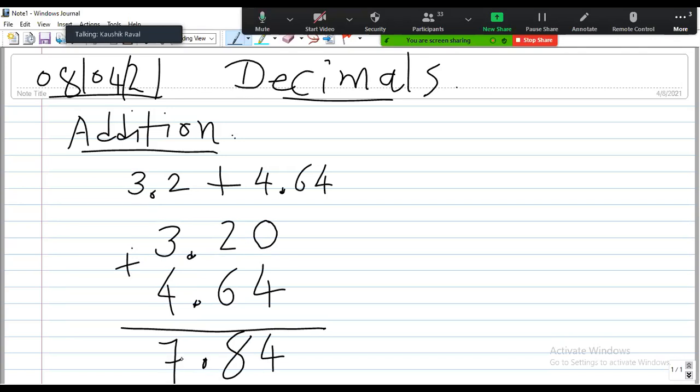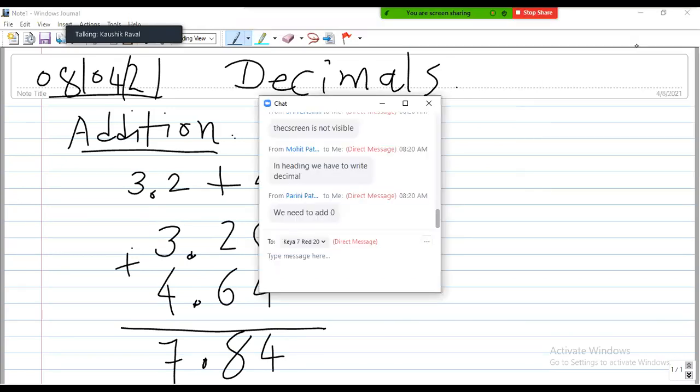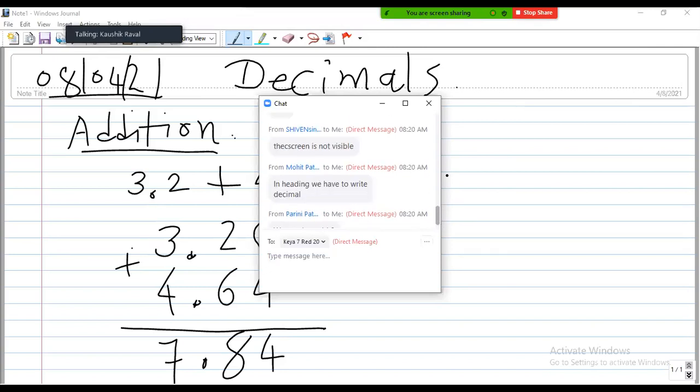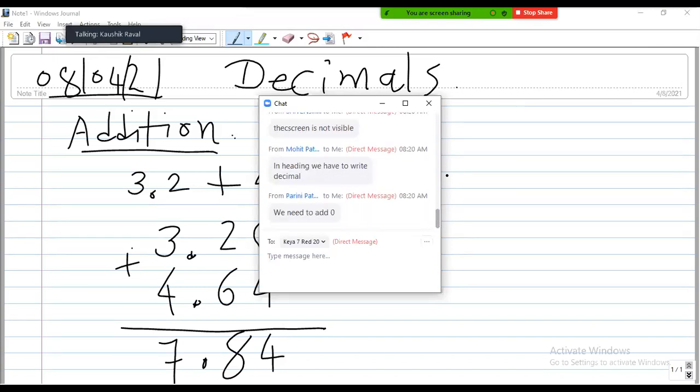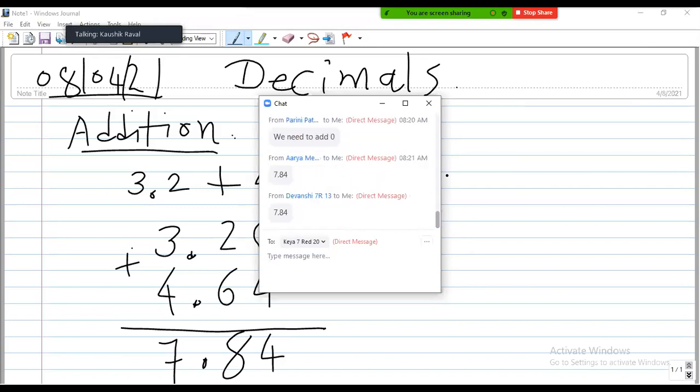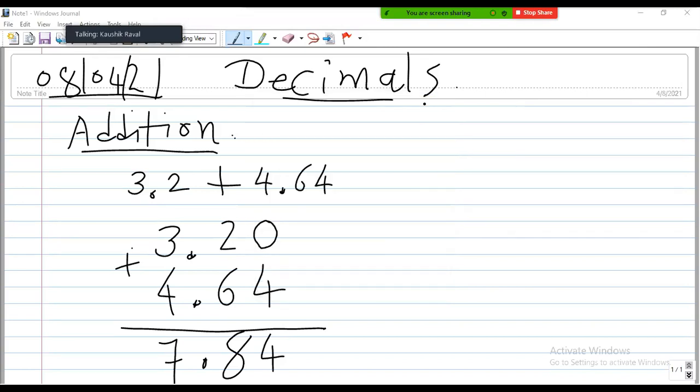Somebody had submitted something else as the answer. Now you know what I mean. Yes, we need to add 0. Very good. Yes, you have to write decimals. Yes, very good. We need to add 0. 7.84 is the correct answer. Okay, this is the first example, right?